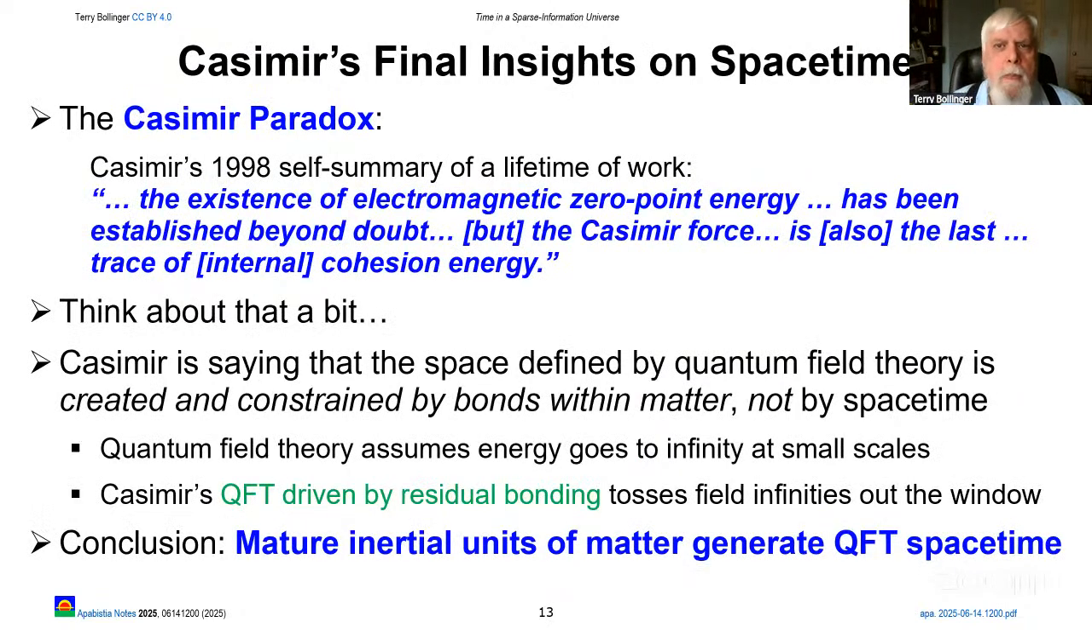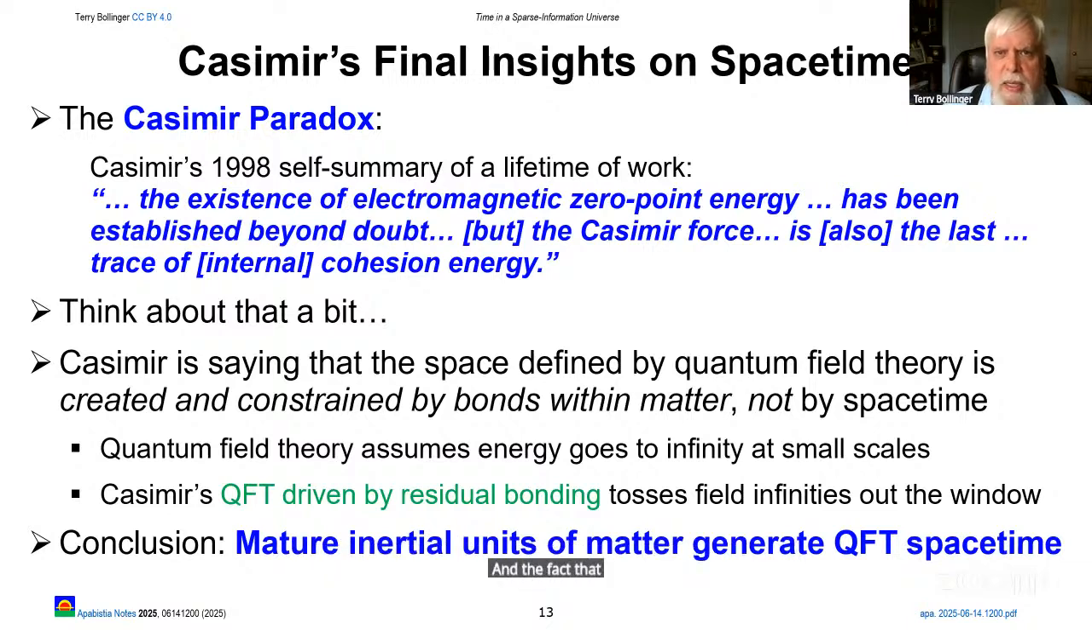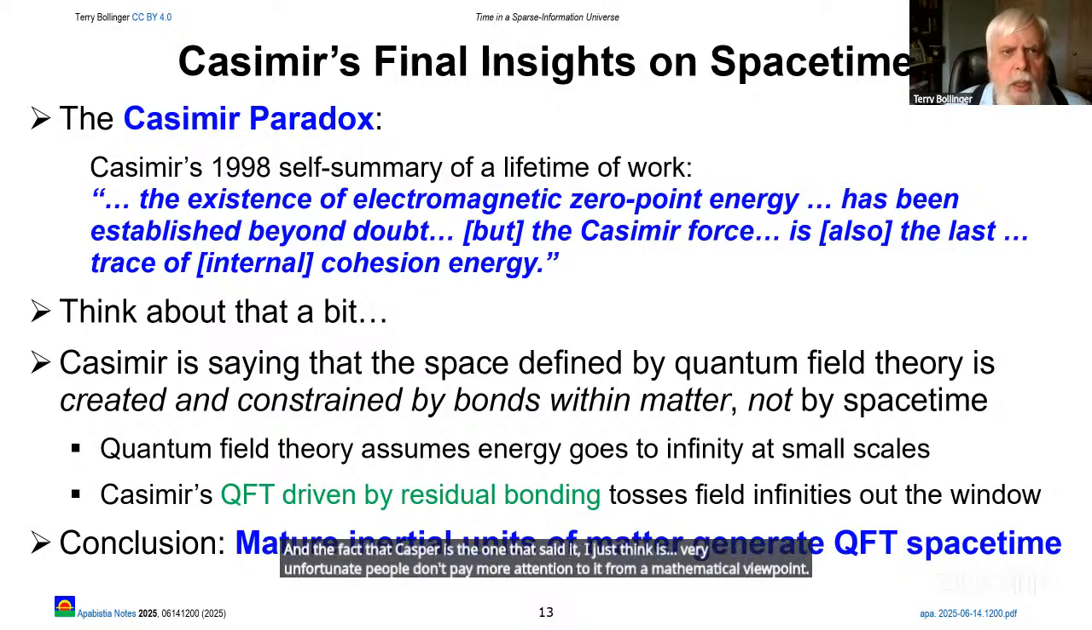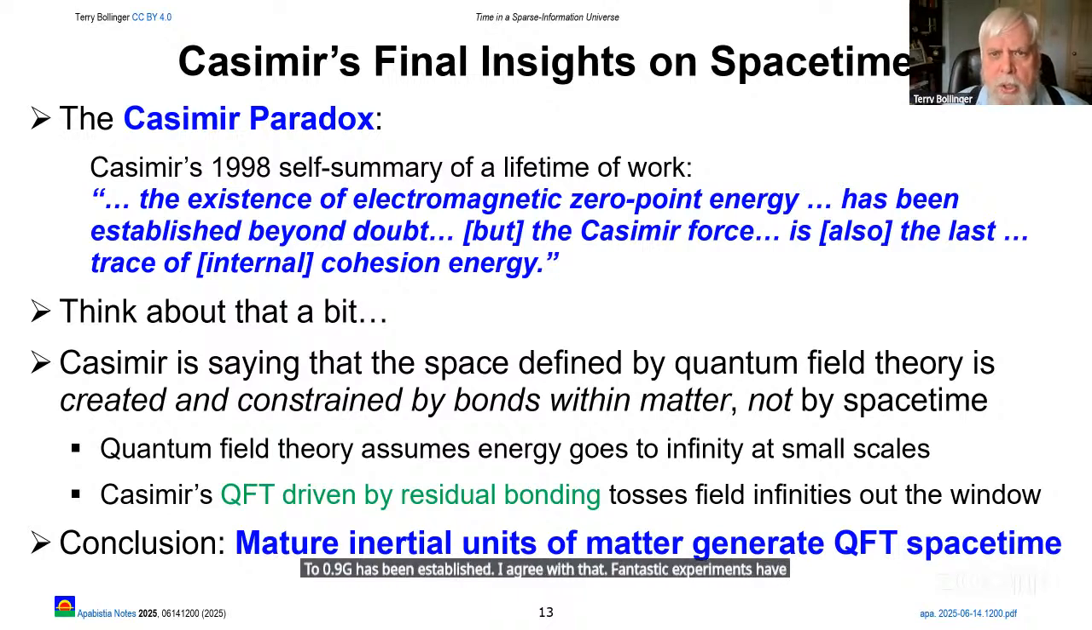Jump to another one. This, to me, is one of the most underrated statements in all of physics. And the fact that Casimir is the one that said it, I just think is very unfortunate. People don't pay more attention to it from a mathematical viewpoint. The statement by Casimir, 1998, was that without a doubt, the zero-point energy has been established. I agree with that. Fantastic experiments have been done to show this is a real thing, very delicate experiments.